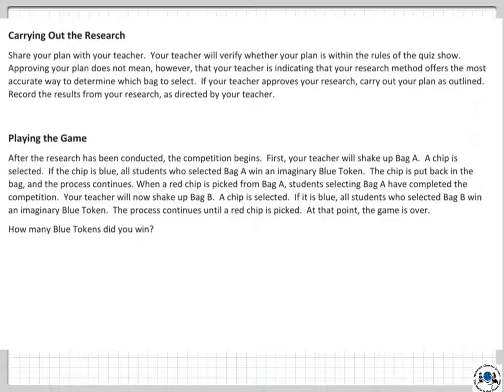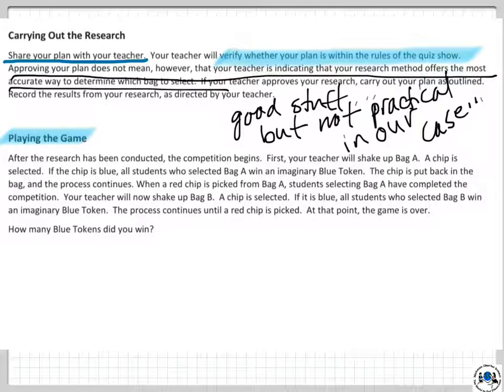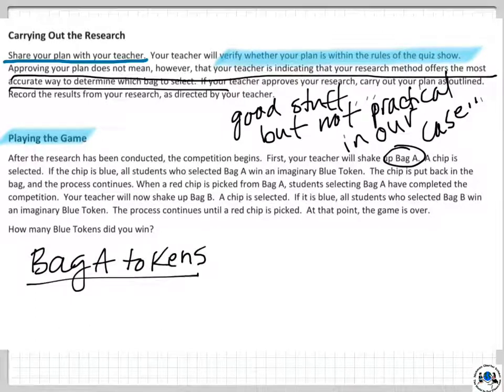So we carried out our research already. Let's get to playing the game. Let's go ahead and play this game here. I'm first going to shake up bag A, and then we're going to keep track of our bag A tokens. The way we collect tokens, of course, is when we select a blue. Here we go, shaking it up. This is bag A. Haven't touched it yet.